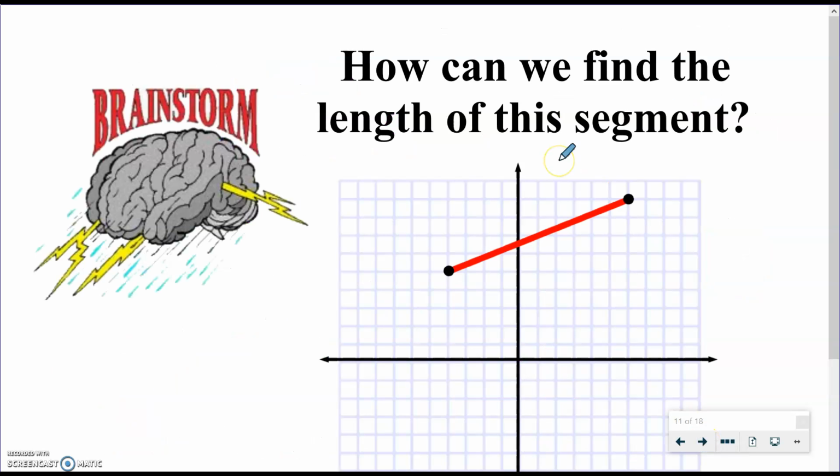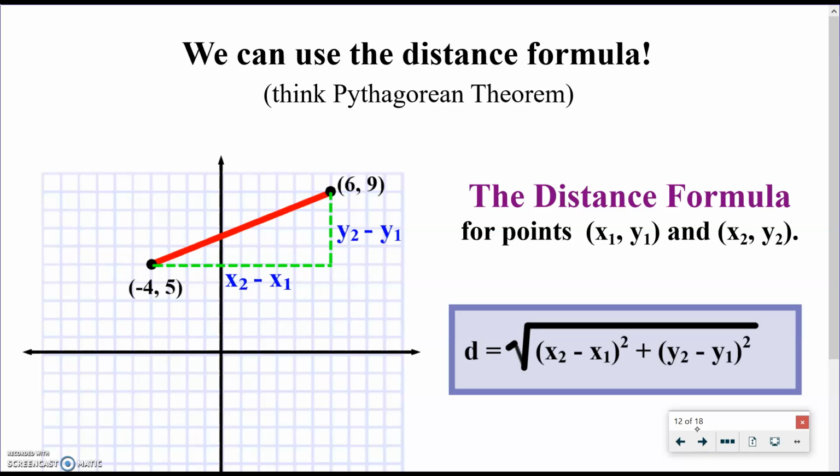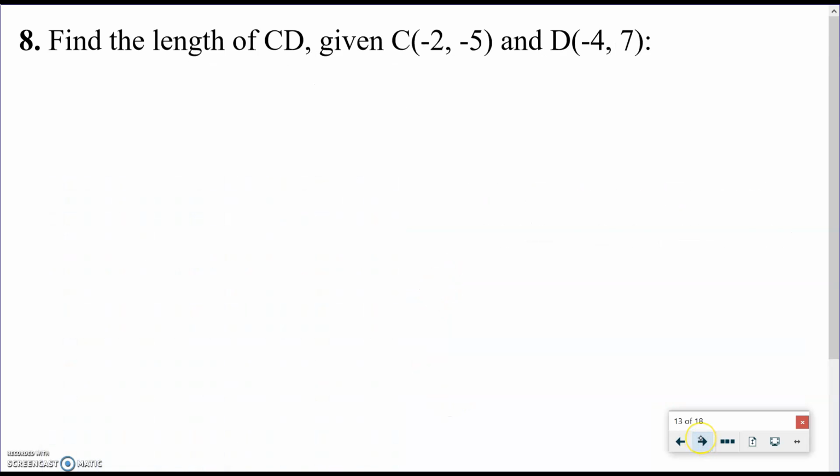Now how could we find the length of this segment? Again, we're switching gears. I'm going to give you a big hint. This is a right triangle, and we're going to use the idea of right triangles and the distance formula. What the distance formula does is solve for the length of the hypotenuse for you. Remember, the longest side of a right triangle is called the hypotenuse, and that's where this distance formula comes from: the Pythagorean theorem.